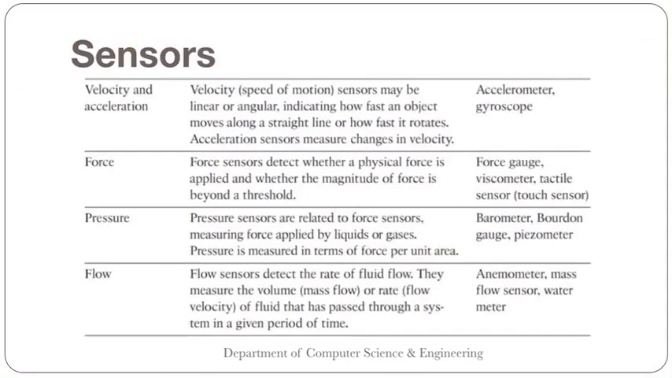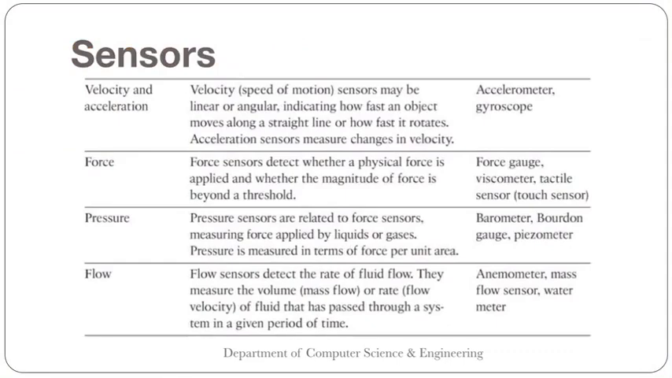Then we have velocity and acceleration. So velocity is nothing but speed of motion, right? A sensor may be linear or angular, indicating how fast an object is moving along a straight line or how fast it is rotating. So that will find out the velocity, right? An acceleration sensor measures changes in velocity. Okay. So accelerometer and gyroscope are the examples for velocity and acceleration sensors.